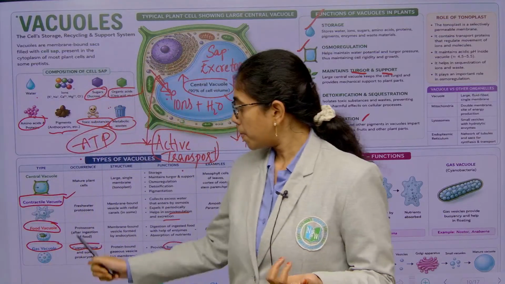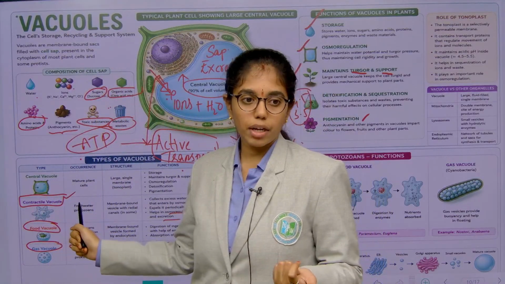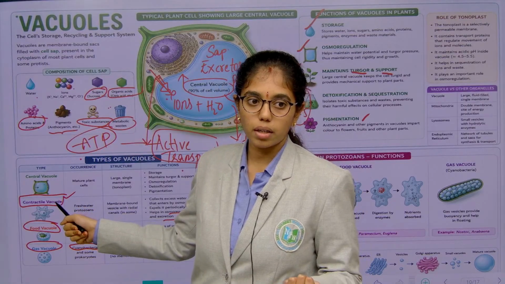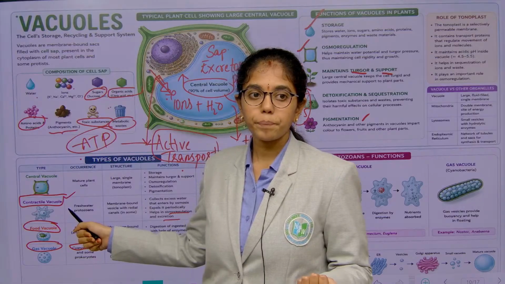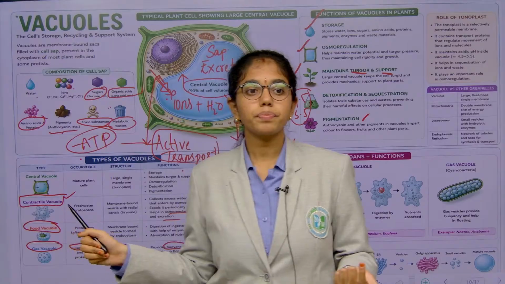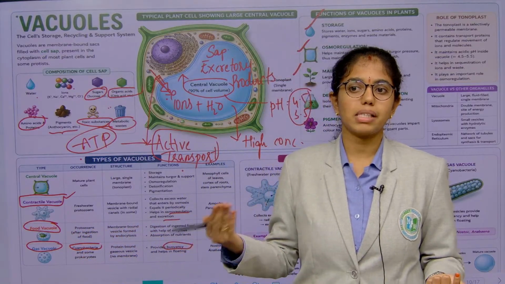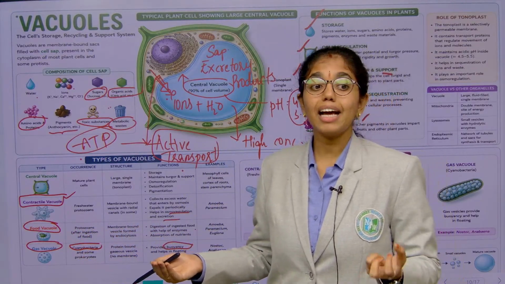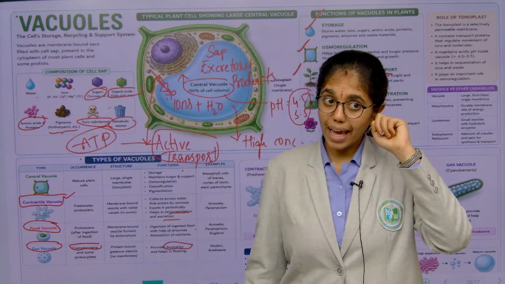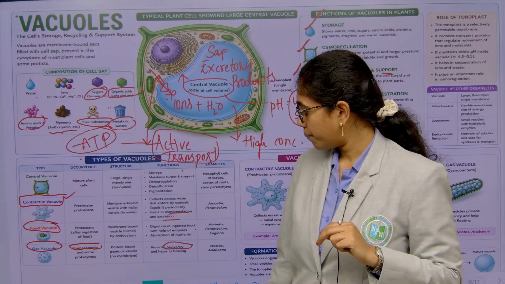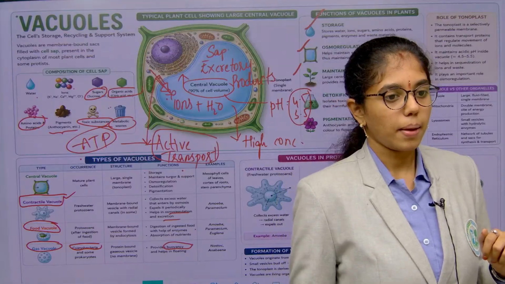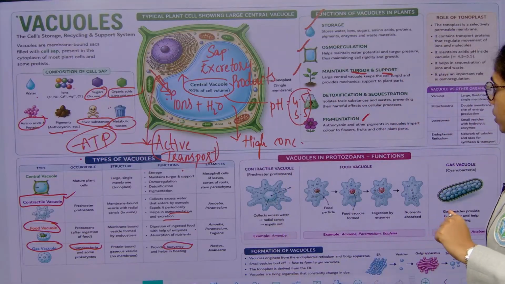Examples, beta? Contractile vacuole, present in freshwater protozoans. Activity of contractile vacuole: important for osmoregulation and excretion. Then food vacuole, present in most of the protozoans, like the best example Paramecium, for engulfing of food material. Next is what? Gas vacuole, present in prokaryotes like cyanobacteria. Got it? And gas vacuoles' major function is what? Buoyancy.